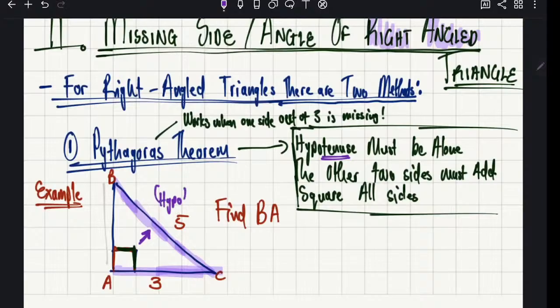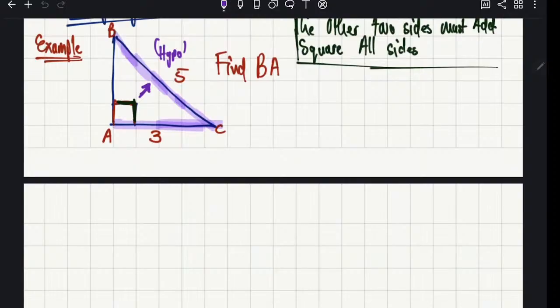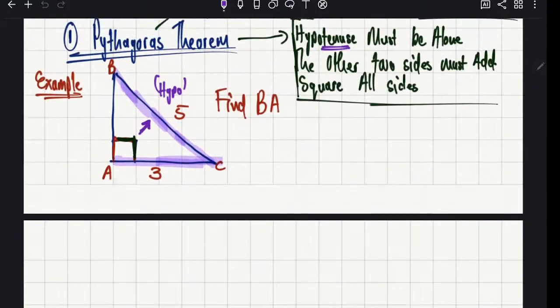Once you have it, now you can write the true Pythagoras theorem. What does the true Pythagoras theorem say? It says when you're writing, hypotenuse must be alone. What is our hypotenuse here? 5. So you're going to say 5. But remember to square all sides. So you say 5 squared is equal to the other two sides must add. So you add the other two sides, which is this one, 3. So it'll be 3 squared plus the missing one, which is AB squared. Okay?